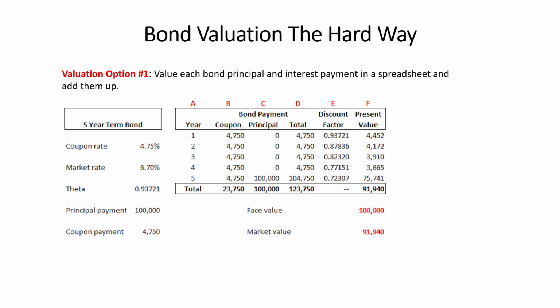And remember that we noted in a previous slide, our insight is that given that the coupon rate of 4.75% was less than the market rate, then this bond is going to sell at a discount, which is exactly what is happening here. The face value of the bond is 100,000 and the market value is 91,940. So it sells at a discount. It should also be noted if I went back in the spreadsheet and changed the coupon rate to 6.7%, which is equal to the market rate, then the market value of that bond would be 100,000. So in other words, it would sell for par.